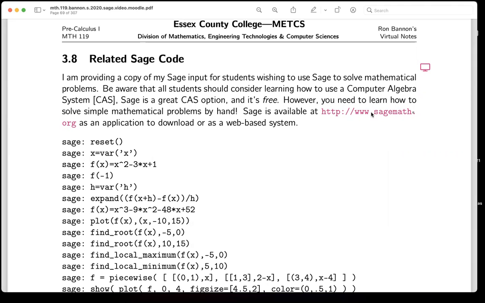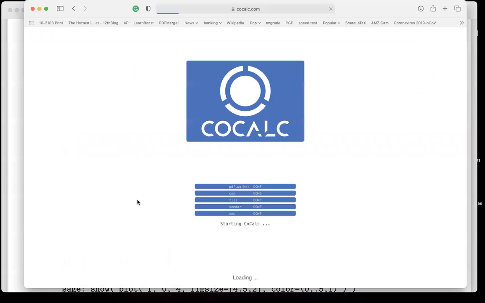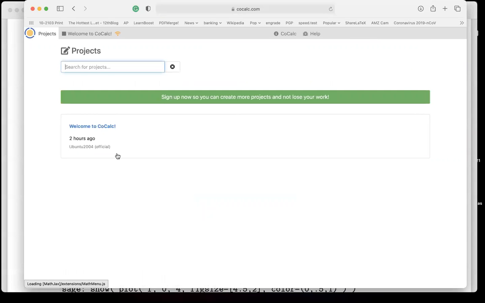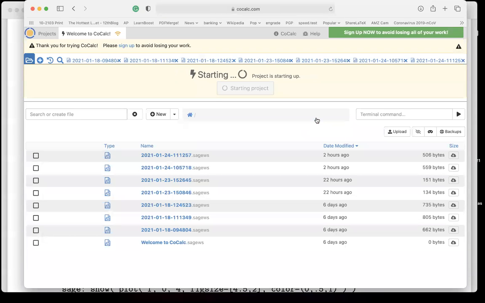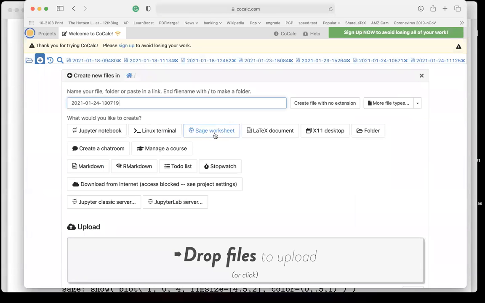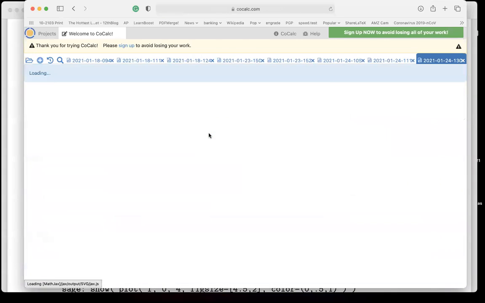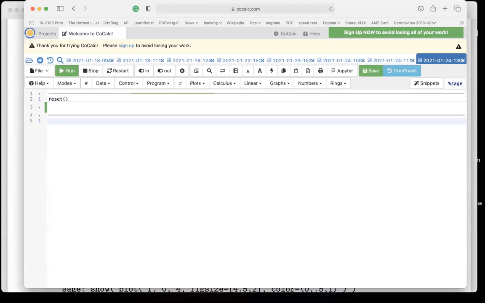The system I'm promoting here is Sage. If you click on this link over here, it'll bring you to the Sage website. On the Sage website, you can click this CoCalc Instant Sage worksheet. You can open up a Sage worksheet if you like. I like to do a new one. If you do that, you get something that looks like a word processing document. You type in the commands. Just remember shift return.